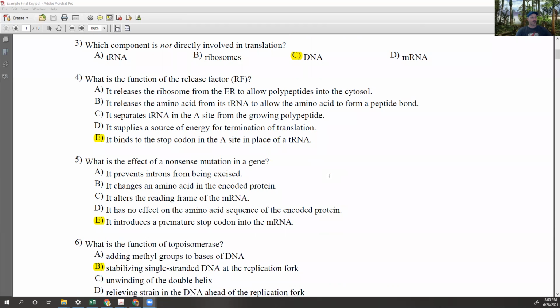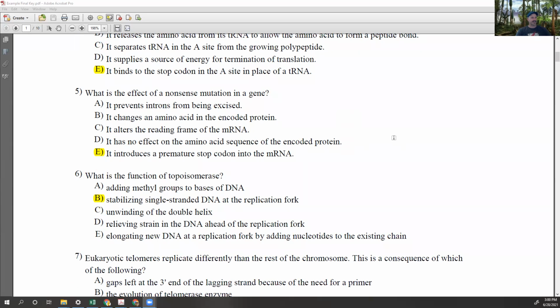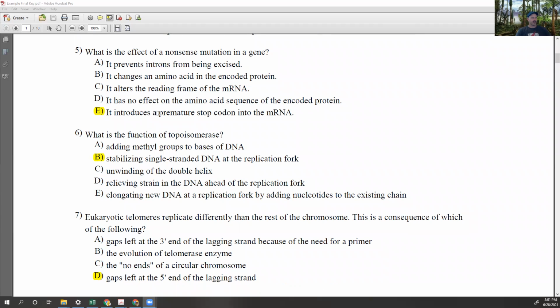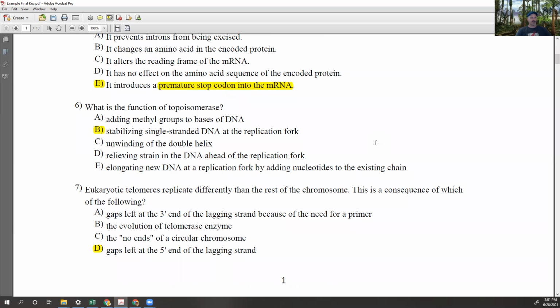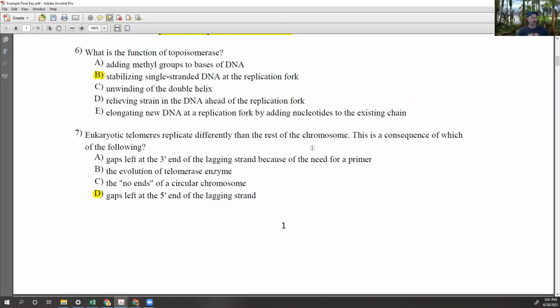What is the function of the release factor? It binds to the stop codon, and then it stops translation from occurring any further. It knocks everything apart. So it binds to the A site in place of transfer RNA. What is the effect of a nonsense mutation on a gene? The best answer there is that it introduces a premature stop codon into the messenger RNA. What is the function of topoisomerase? Well, topoisomerase stabilizes the DNA during replication to keep it from breaking or twisting around.